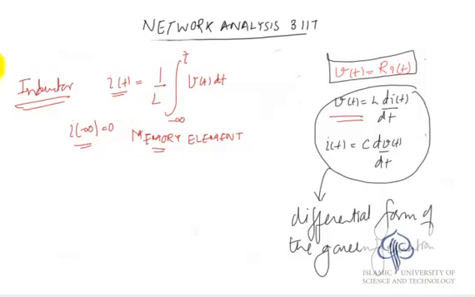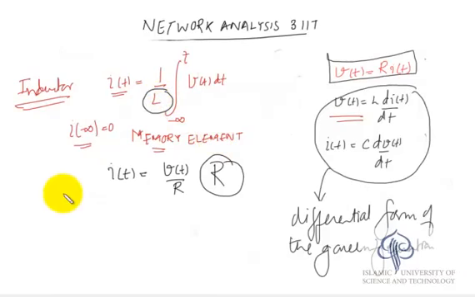Compare it with the equation of the resistance, for example. The resistance is going to be equal to Vt by R. So for the resistance, the current at time t is just the voltage applied at time t divided by the resistance. Please remember, in these cases we are taking the inductance to be constant. It does not vary with time. The resistance is constant, does not vary with time. That's why we are able to take it out of the integral. So this is the integral form of the equation.